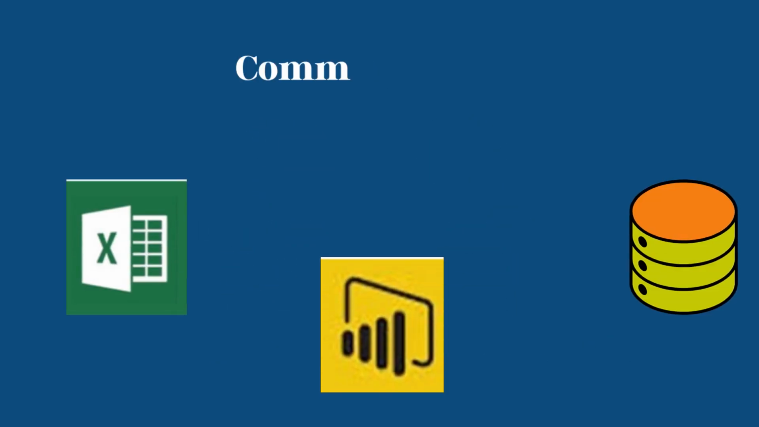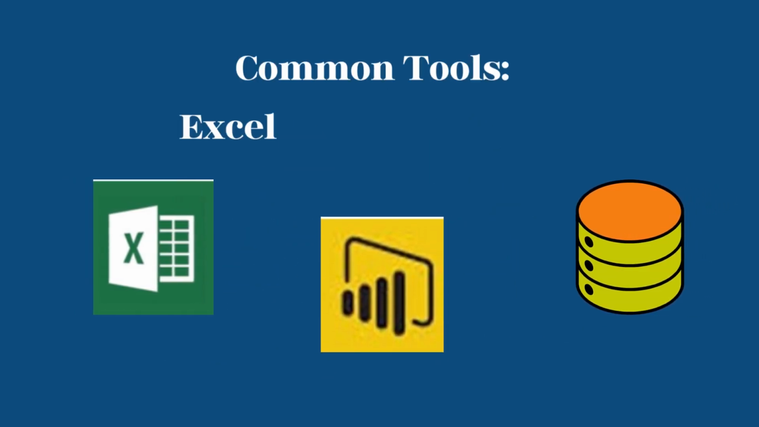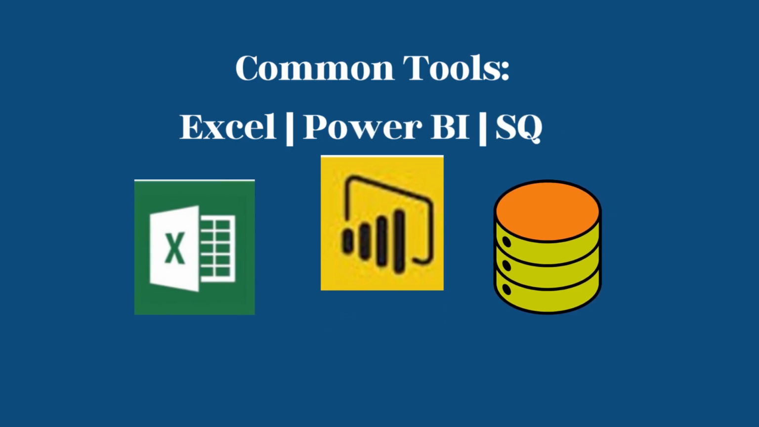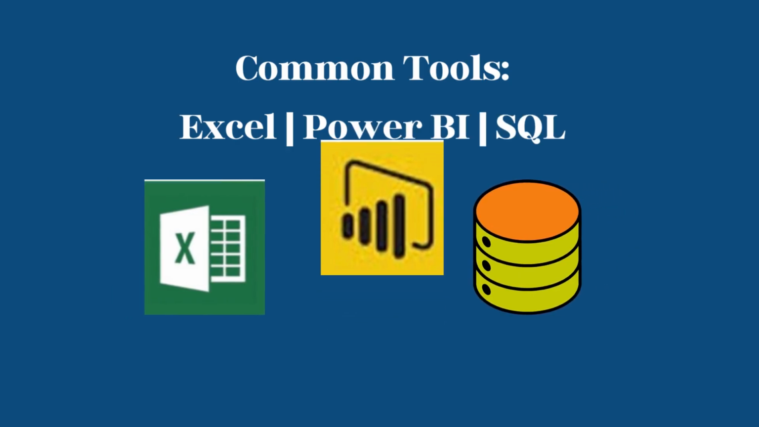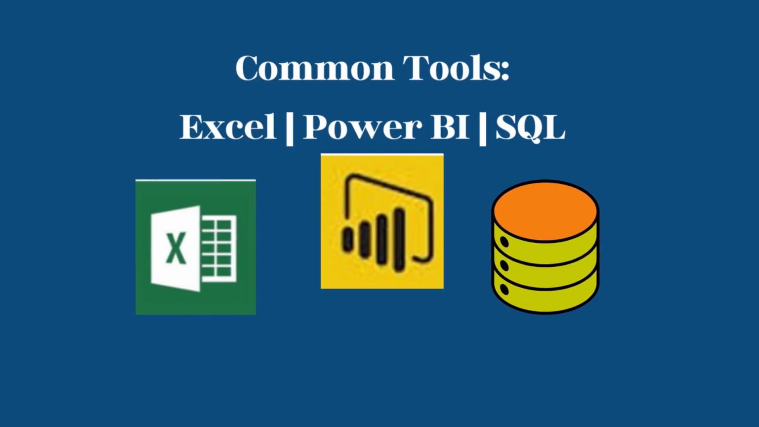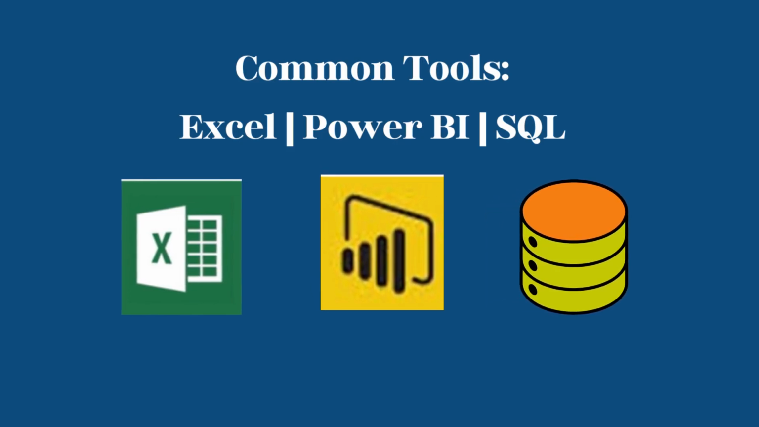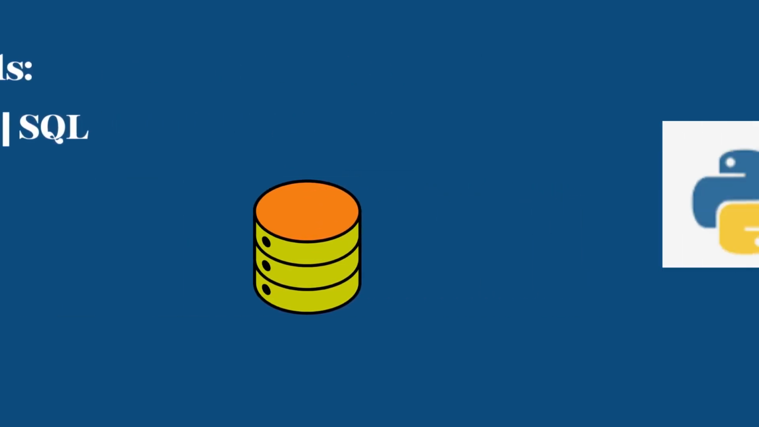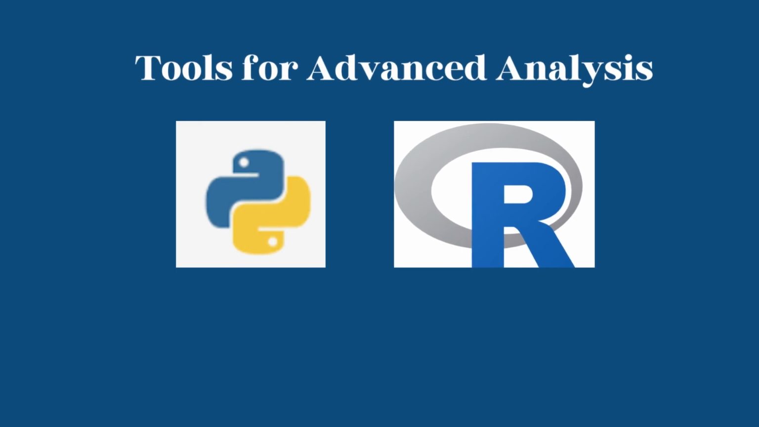In tools like Excel or Power BI, diagnostic analysis can be done using filters, slicers, and trend comparison visuals. In SQL, you can write queries to compare different branches or time periods. For more advanced analysis, Python and R can be used to perform correlation or regression testing.